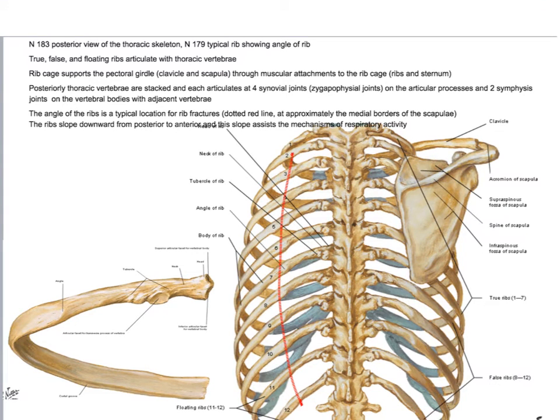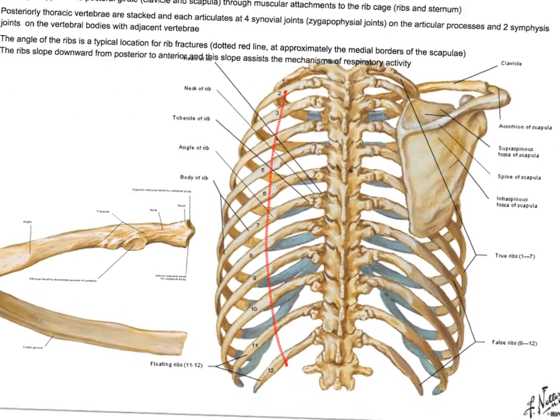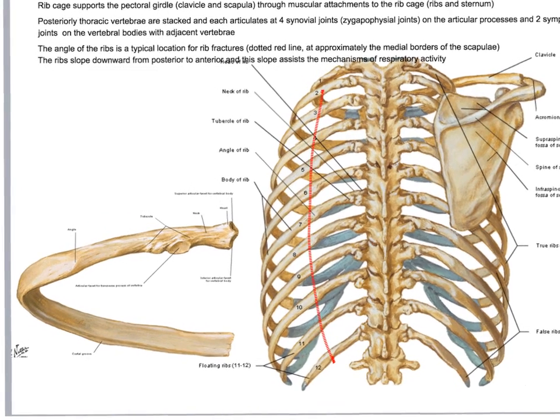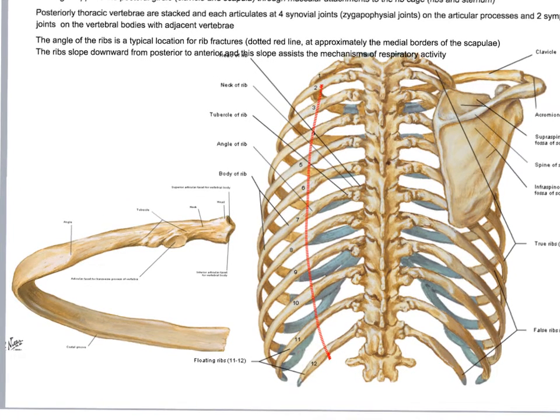We are seeing in this slide a posterior view of the thoracic cage, and what is very important that you must be aware of is the red line that we have traced over the ribs, going from rib number 2, 3, 4, 5, 6, 7, 8, 9, 10, 11, and 12. Why didn't I include rib number 1? Because from 2 to 12, we are showing you the angle of the ribs. And rib number 1, because it's an atypical rib, doesn't have an angle of the rib.